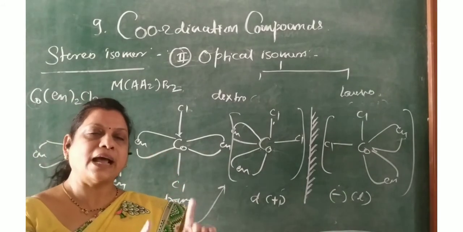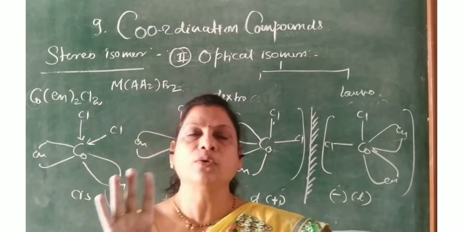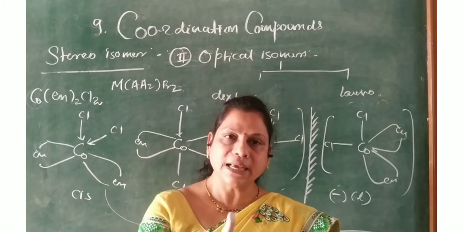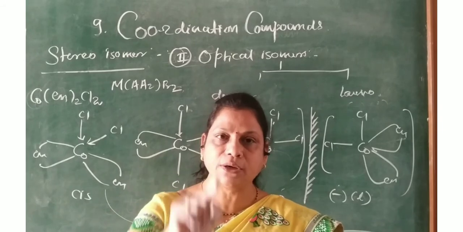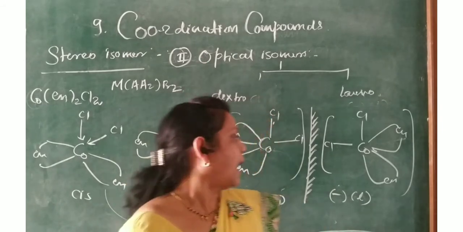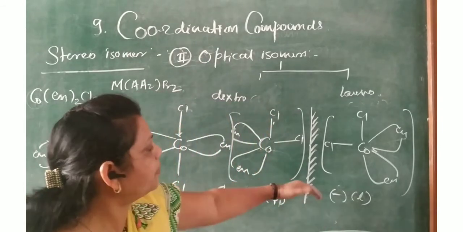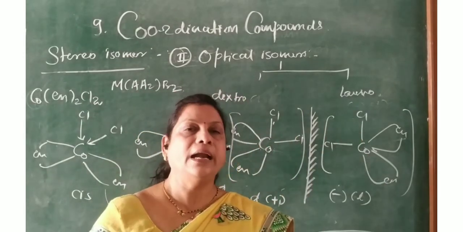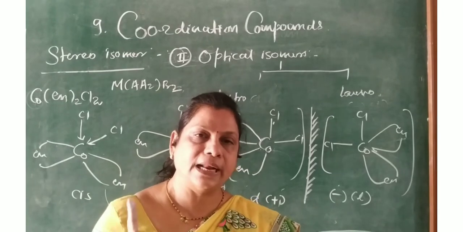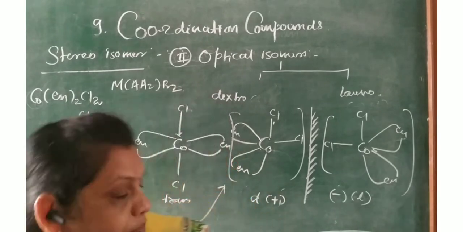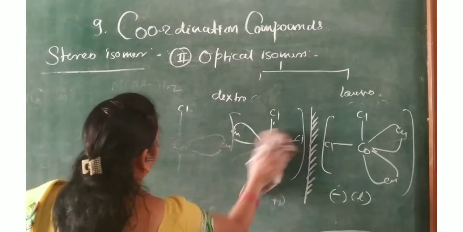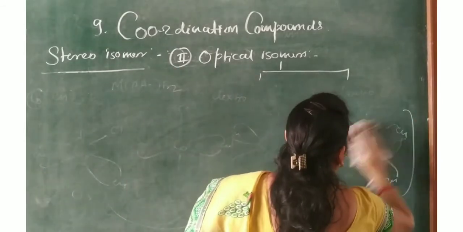Okay. Cis isomers म्हणजे काय? Similar groups are present on the adjacent side. Trans isomers means similar groups are present on opposite side. And dextro means it rotates the plane polarized light towards right, and laevo means it rotates plane polarized light towards left. Okay. So students, after watching this video, try to attempt the following questions.